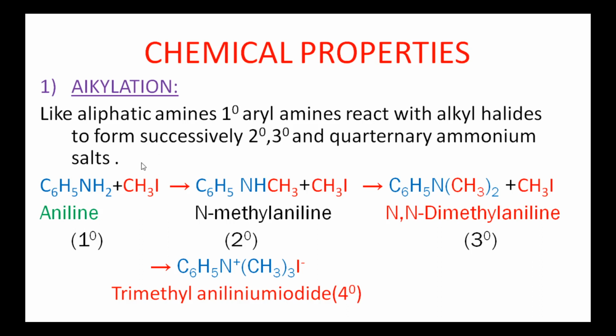The equation for this is: when aniline is taken, this is the example of a primary aromatic amine. This on treatment with methyl iodide undergoes alkylation. Here for the nitrogen atom, two hydrogen atoms are there. One of the hydrogen atoms is replaced with a CH3 group, forming C6H5NHCH3. Its name is N-methyl aniline, which is a secondary amine, which again reacts with another molecule of methyl iodide.